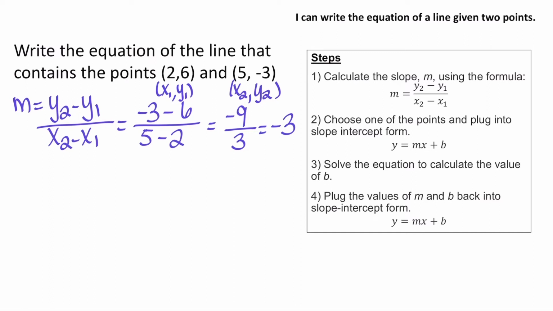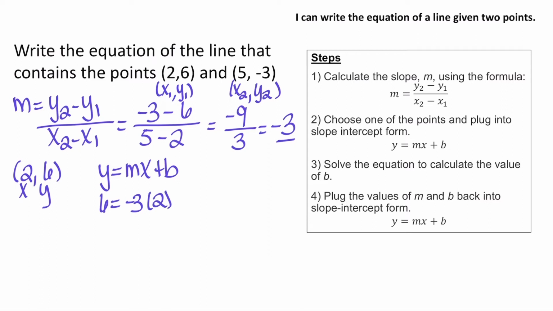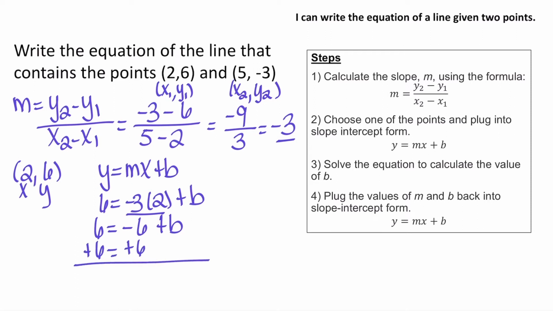So I'm going to pick one of these points. I'm just going to pick 2, 6, so I have an x and y value, and I'm going to plug everything into y equals mx plus b. So I have y, which is 6, equals m, which is negative 3, times 2, plus b. So I have 6 equals negative 3 times 2, which is negative 6, plus b. Now I'm going to do the opposite of negative 6, and I'm going to add 6 to both sides. So I get 6 plus 6, which is 12, equals negative 6 and plus 6 cancel, 12 equals b.